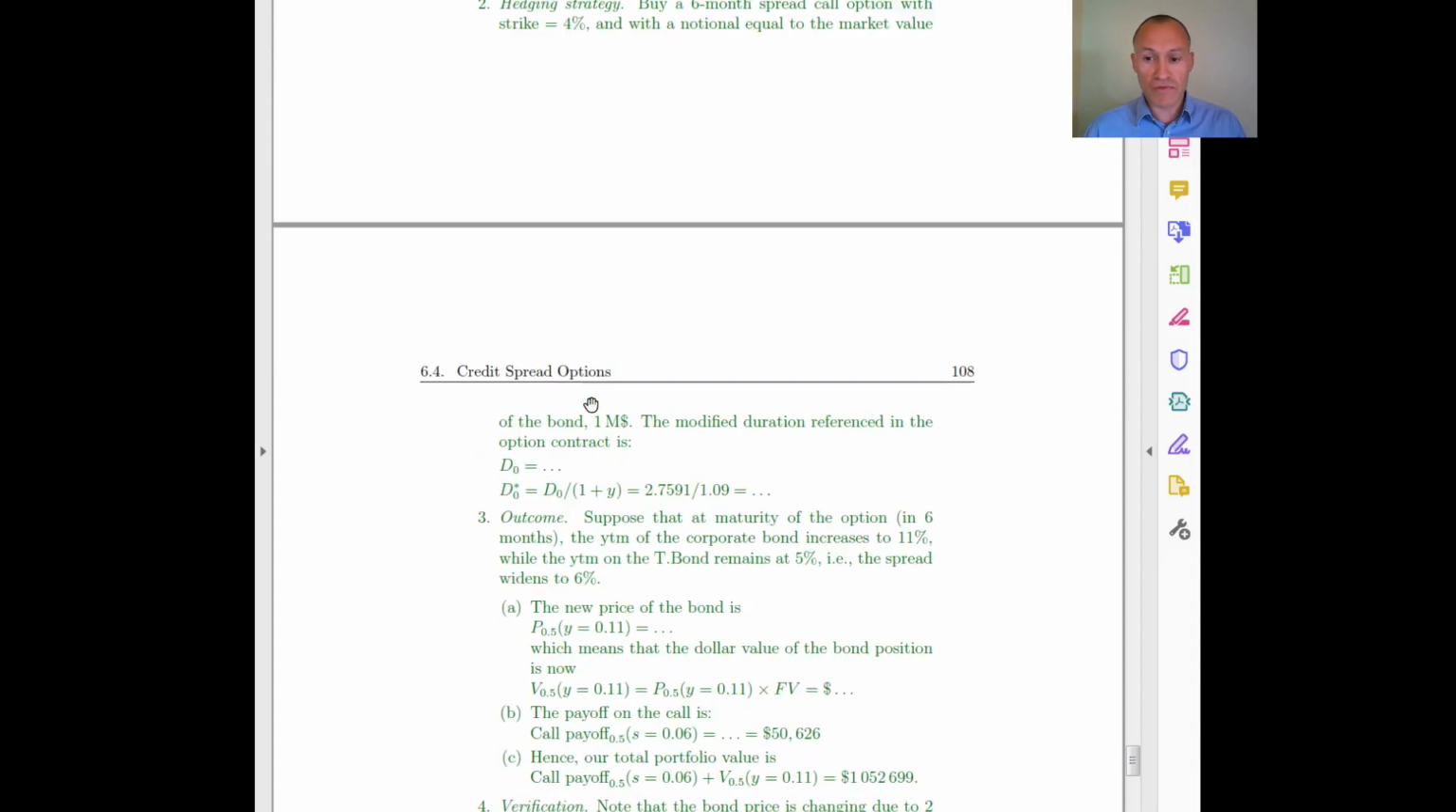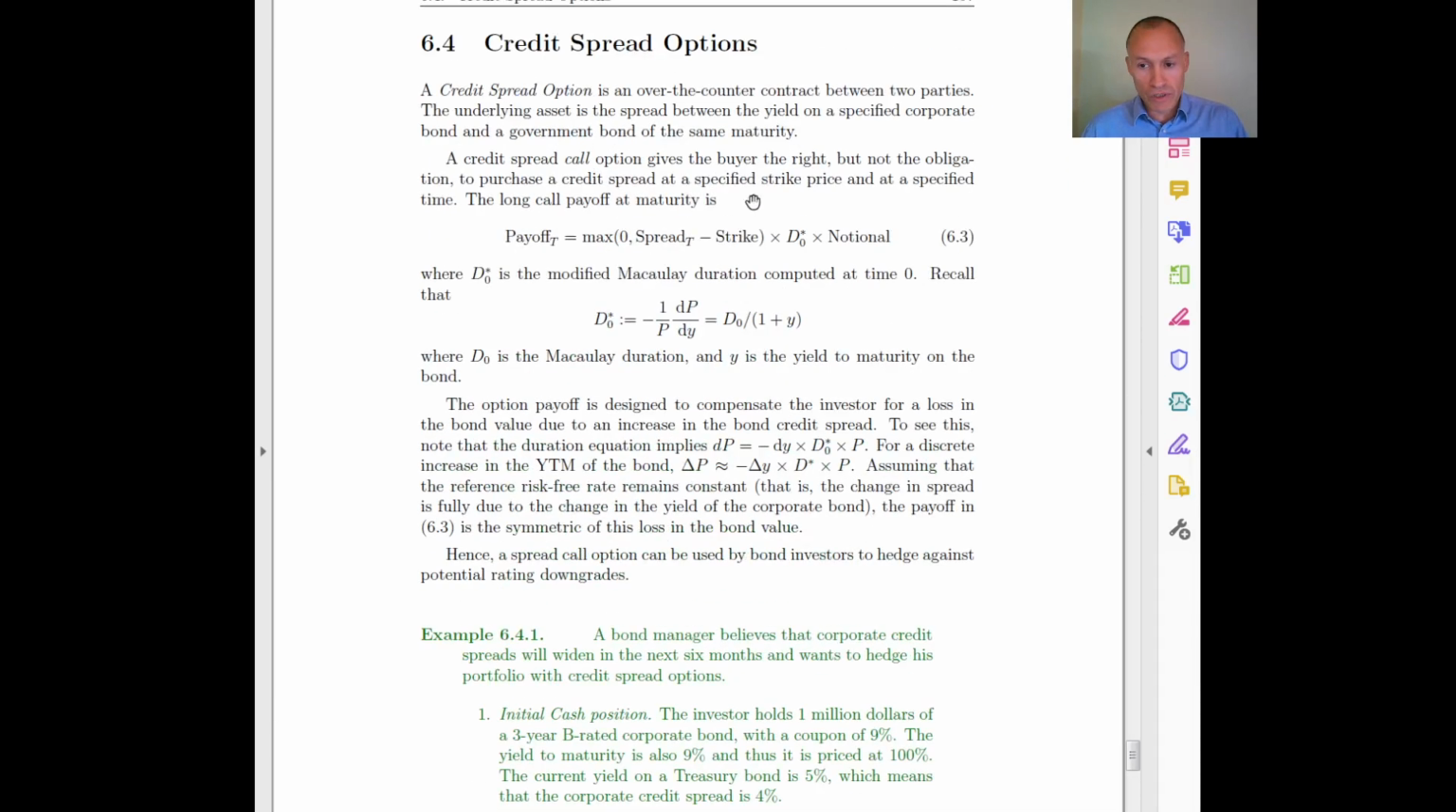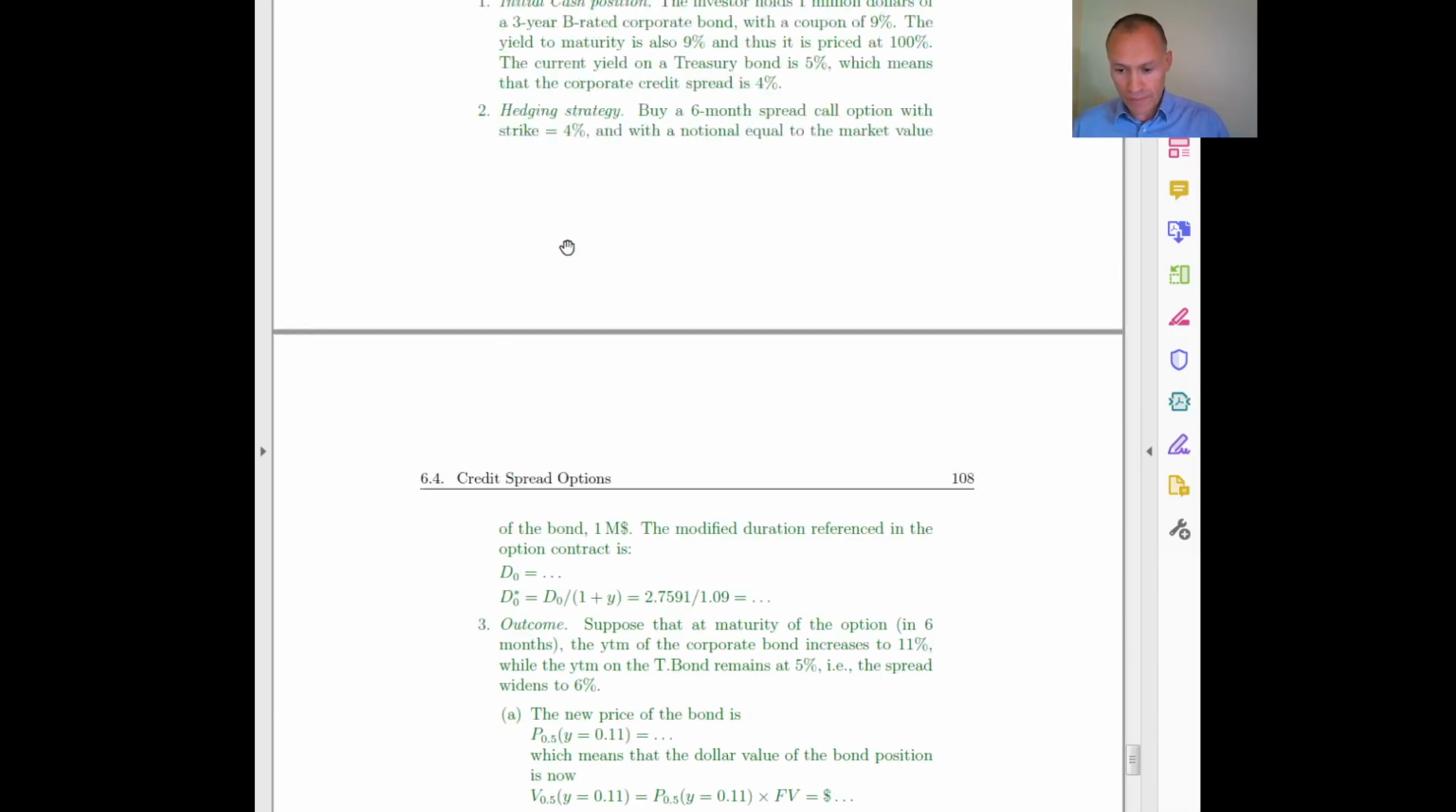So this is a bad case for this investor, right? Because this guy is holding bonds. If the yield has gone up, the price has gone down. So he's losing money on his portfolio. And if this works as it should, the derivative is going to compensate the investor. So the money that he's losing on the bond is going to be compensated by the money that he's going to make on the derivative, on the call option. Okay, so let's see what happens.